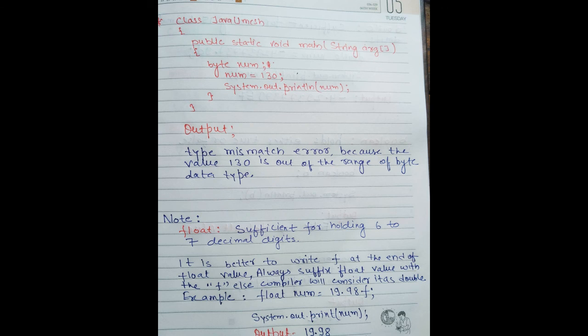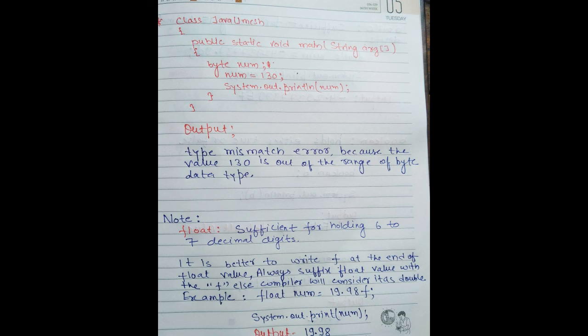Now we are moving to the next part, that is float. Float is sufficient for holding 6 to 7 decimal digits. It is better to write f at the end of a float value. Always suffix a float value with f, else the compiler will consider it a double. Example, float num equal to 19.98f, System.out.println num, then we will get output as 19.98.